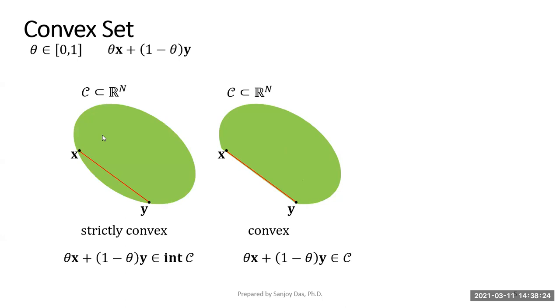Here is an example of a strictly convex region. Now, this is convex, but this is not strictly convex, because this straight line doesn't lie in the interior of this region C. But here, if we take any pair of points, excluding theta equals 0 and theta equals 1, if every other point lies in the interior of this region, then we say that the region C is strictly convex. Any questions so far?